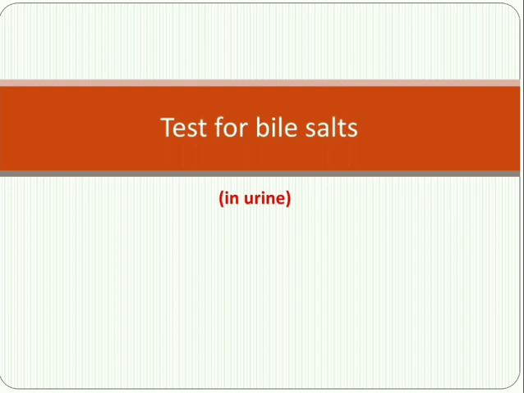As we are studying the series of chemical examination in urine analysis, in this video we will discuss the tests that are used to detect bile salts as well as urobilinogen. Now let's look in detail at both of these. First we will look into tests for bile salts.